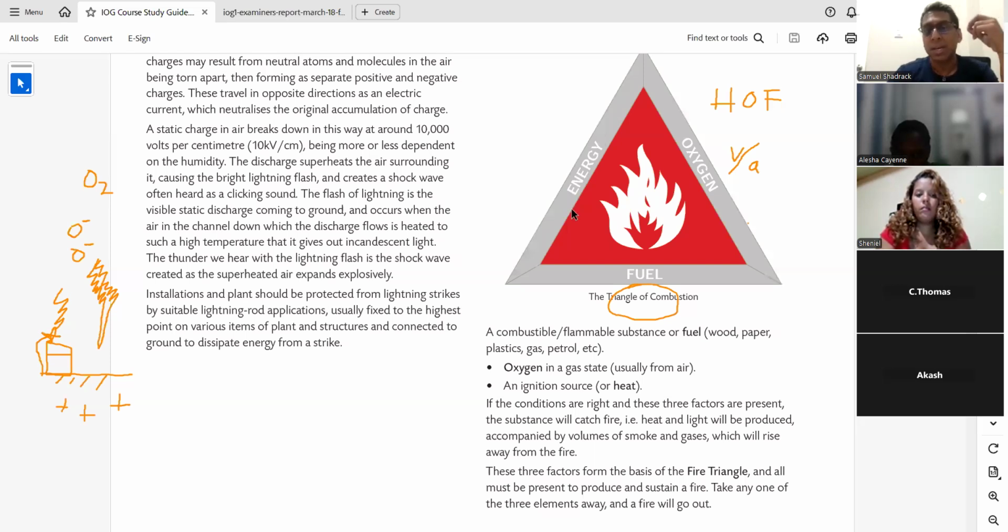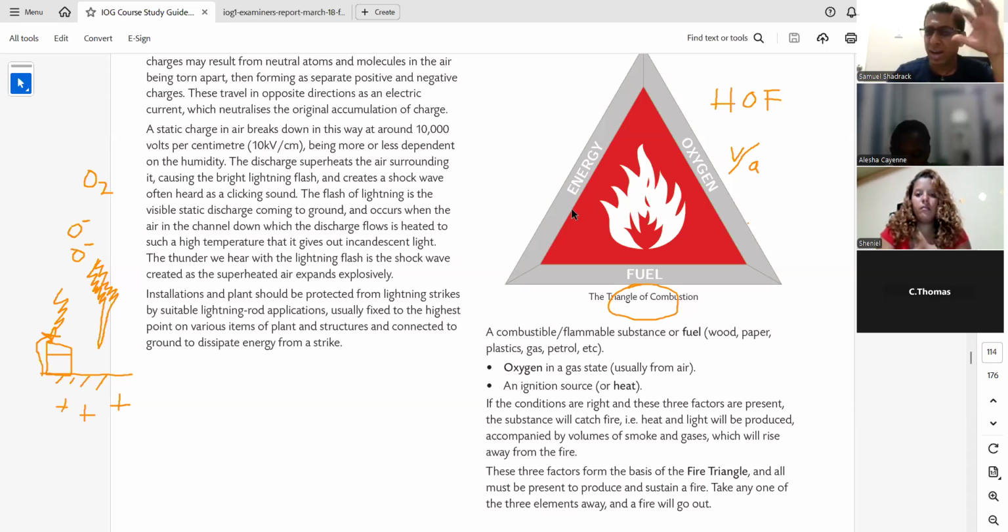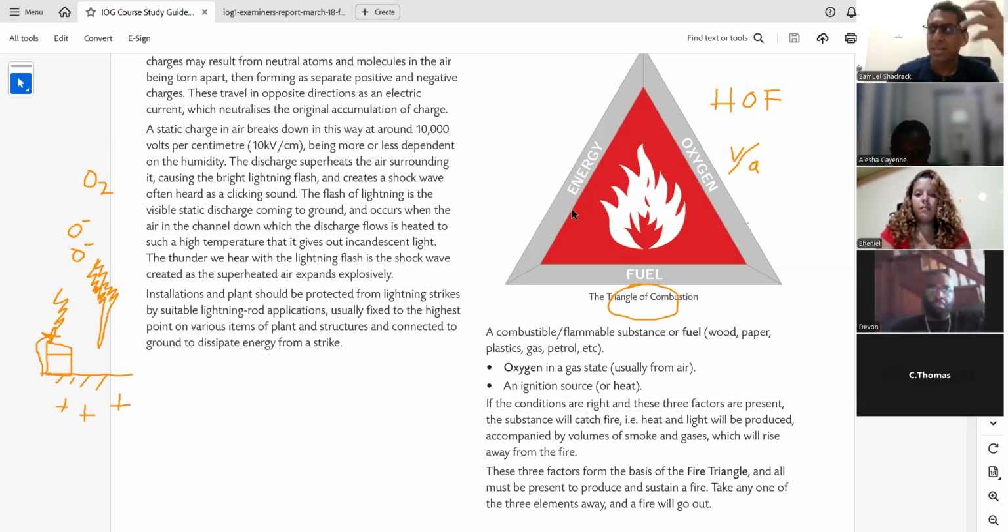Ignition sources could be smoking, so the company could have a no smoking policy. Things like vehicles on the compound. If you have gas, like LPG, LNG, you want to get the vehicles away from them, because the vehicle exhaust, if it backfires, could become a source of ignition, right?